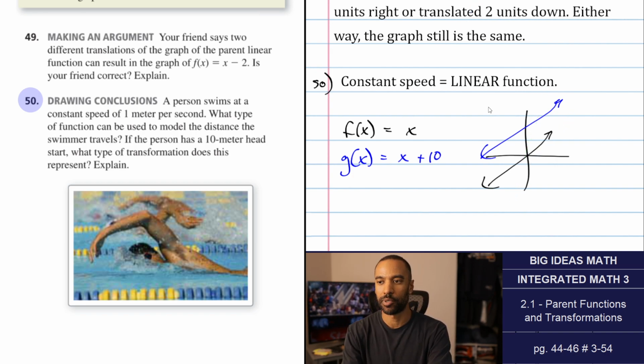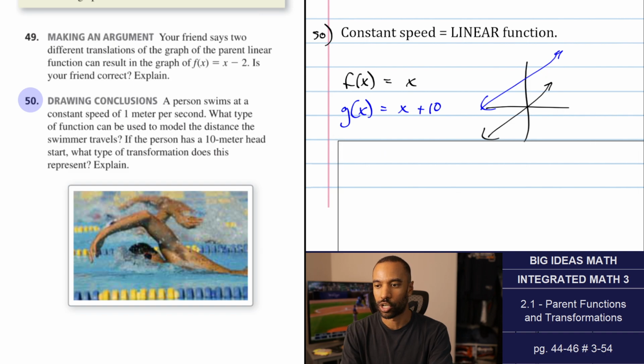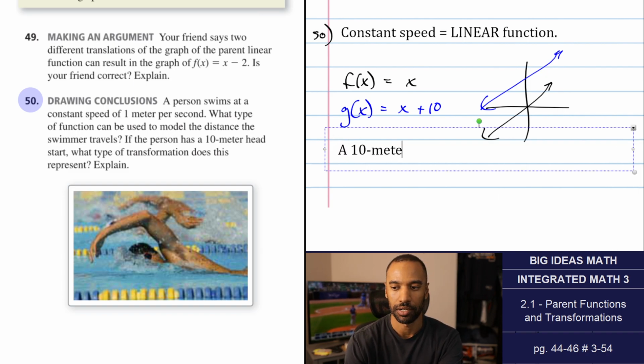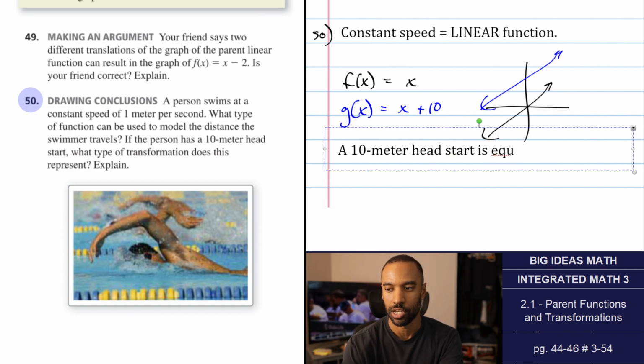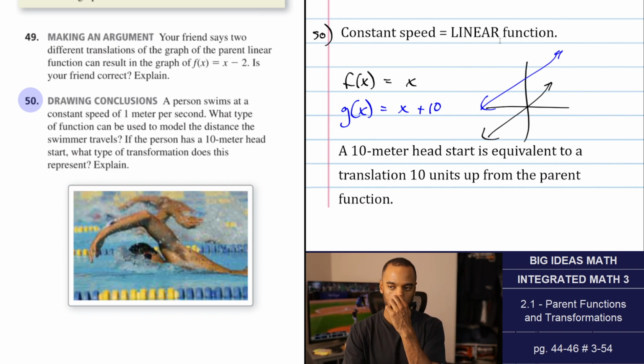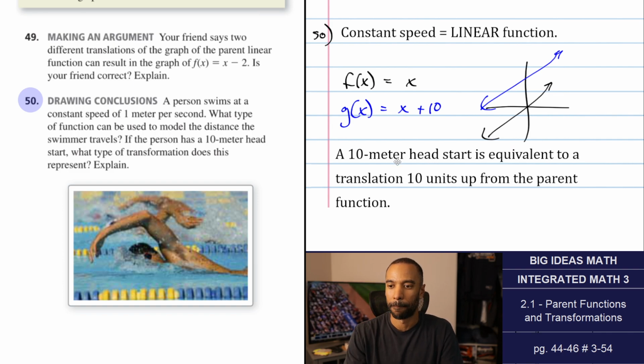So this, what type of transformation is that? As far as a graph goes, it is a translation. A 10-meter head start is equivalent to a translation 10 units up from the parent function. So that part's new compared to the temperature question we had before.